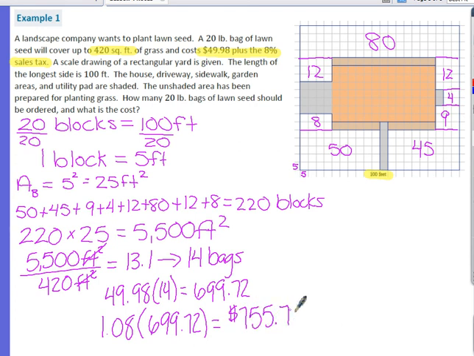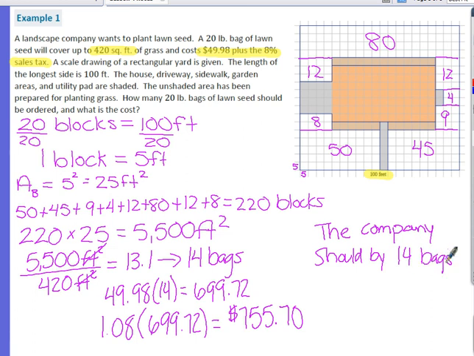$755.70. Now, this is a word problem, so I want to give a worded answer. So we'll say the company should buy 14 bags for a cost of $755.70, and that's my final answer.